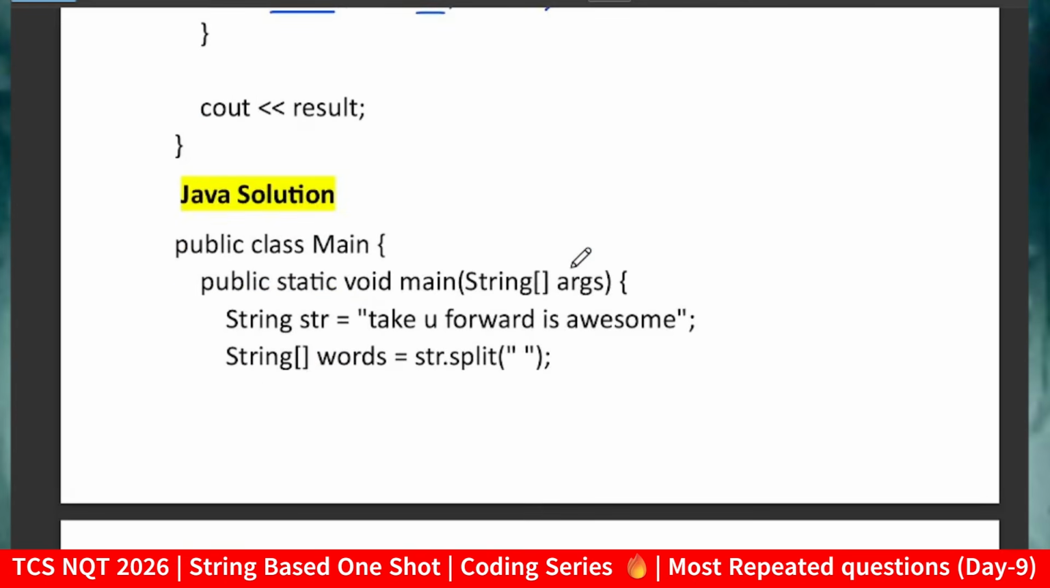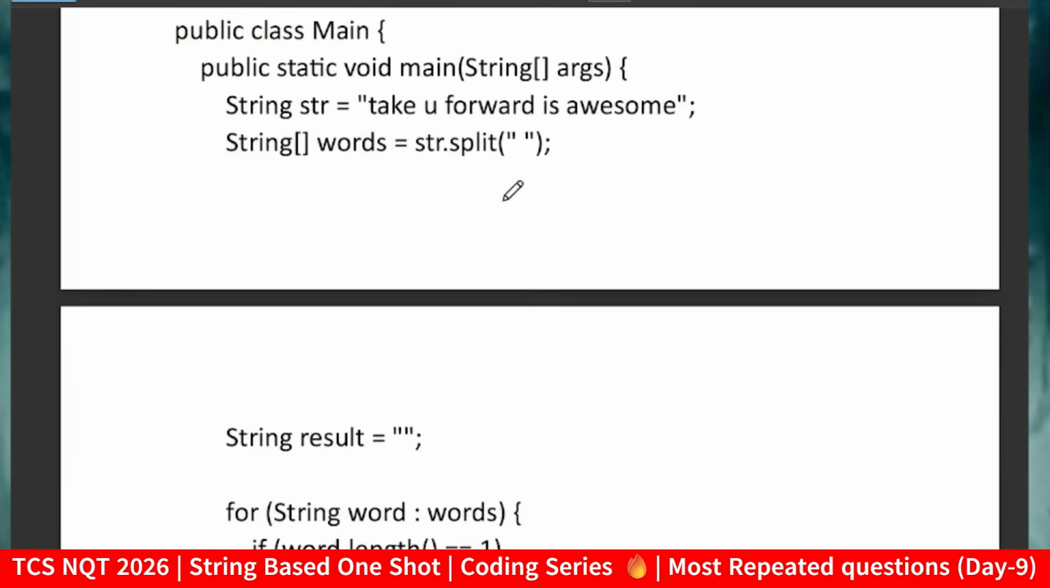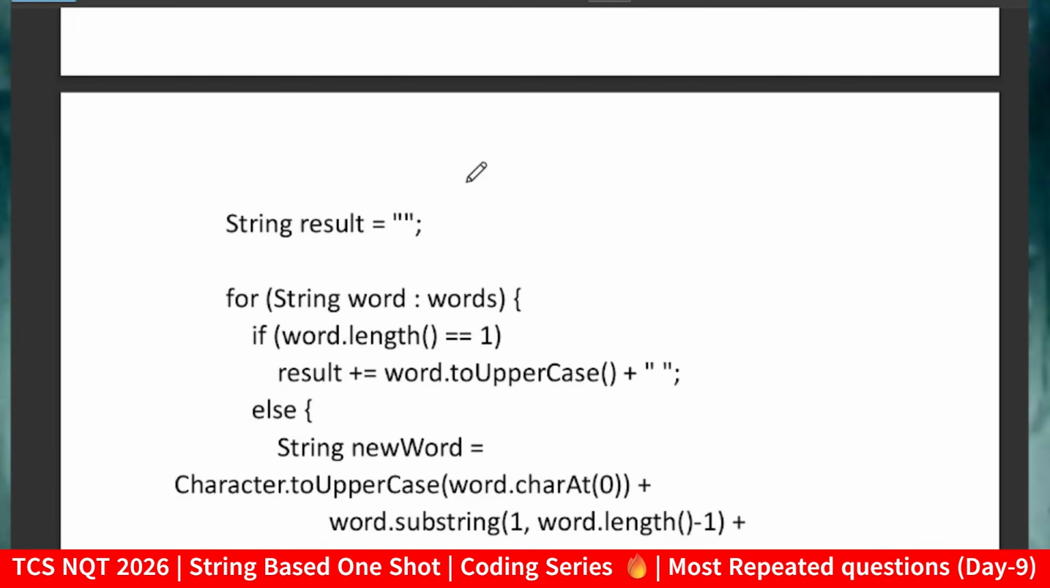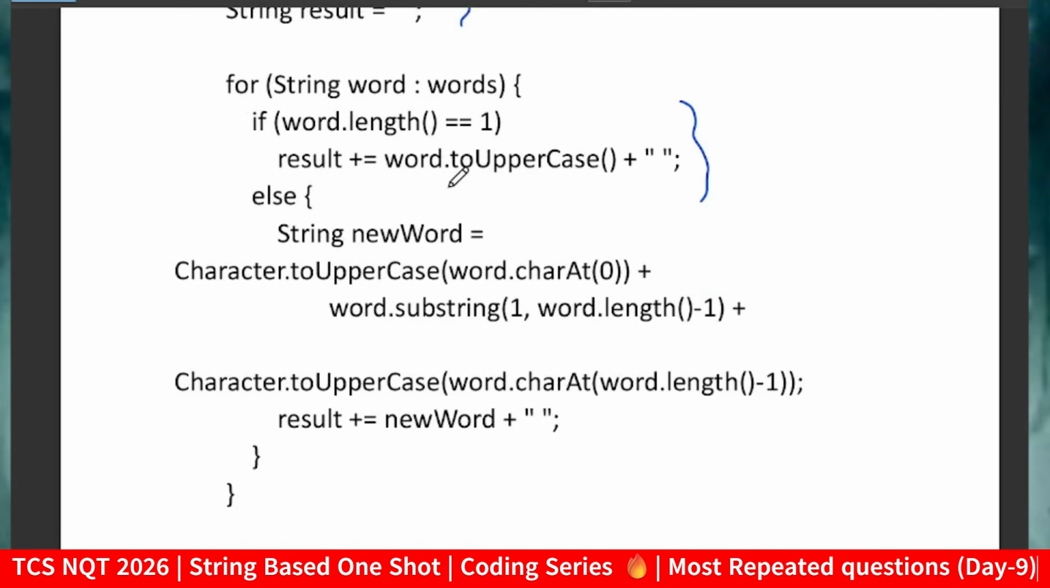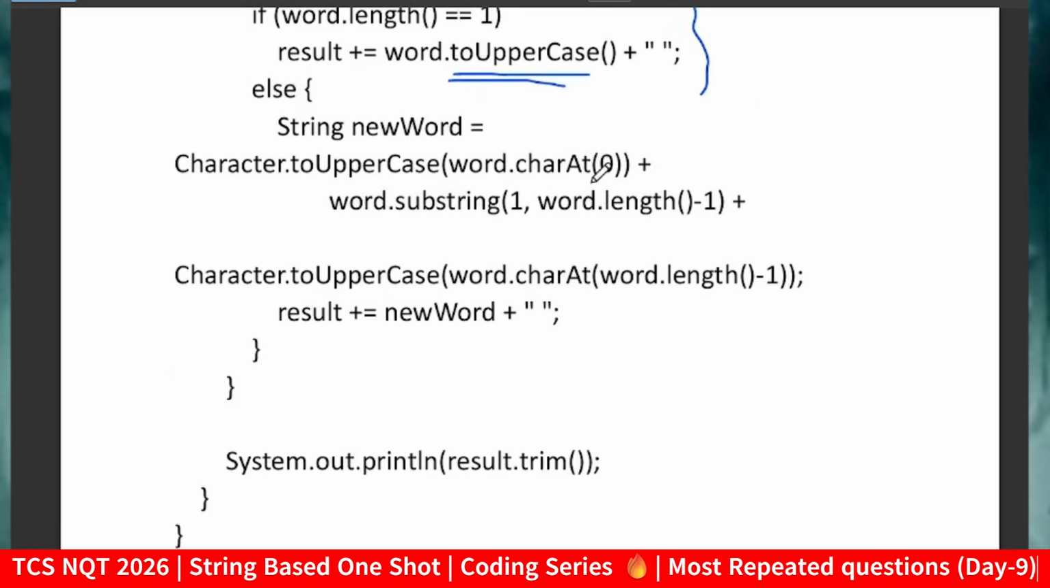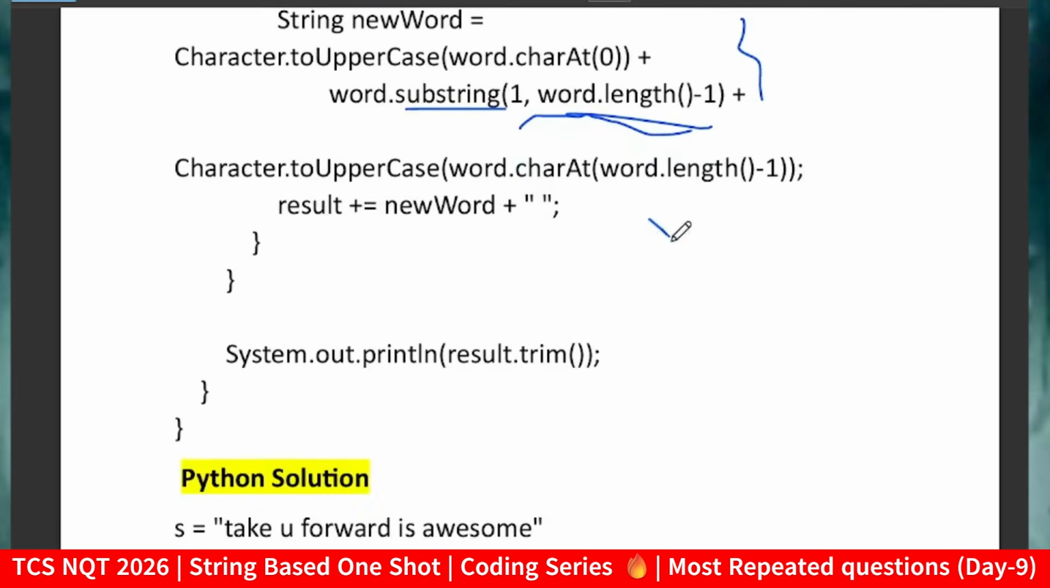Okay, so coming to the Java solution, public static void main, same things I'm using here, the split function. So String[] words equal to str.split, and declaring the temporary variable, that is result. So for String word in words, if word.length equals 1, then word.toUpperCase, which we use to convert the character to uppercase. toUpperCase is one of the important functions in Java, you have to use it. And same things I'm using, word.substring(1, word.length - 1). So by using these things, we are just appending, or capitalizing, the last character in the string. Got it? So this is our solution.